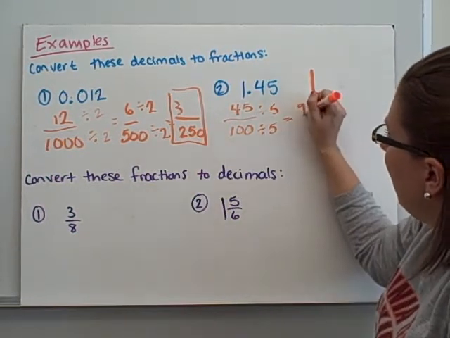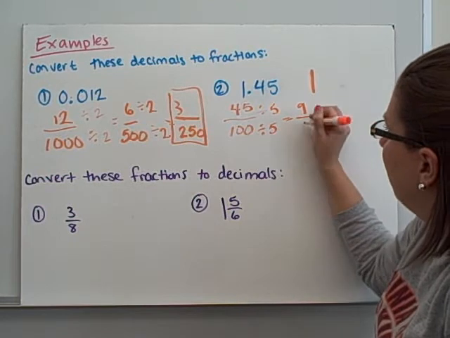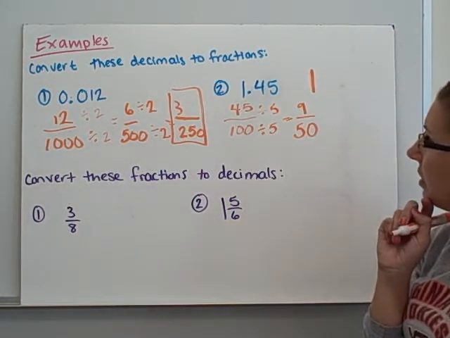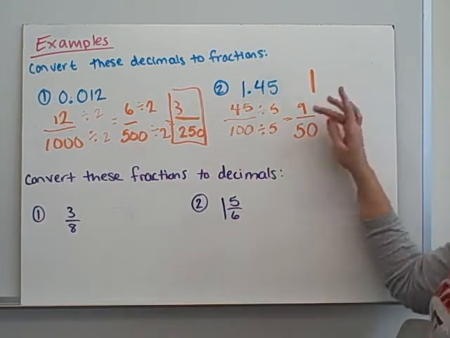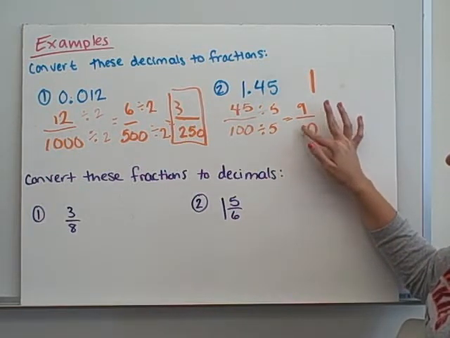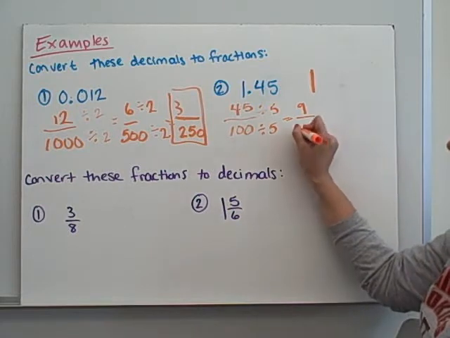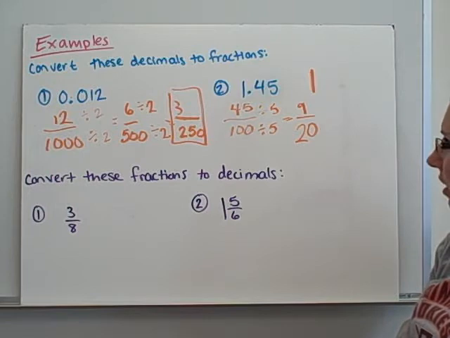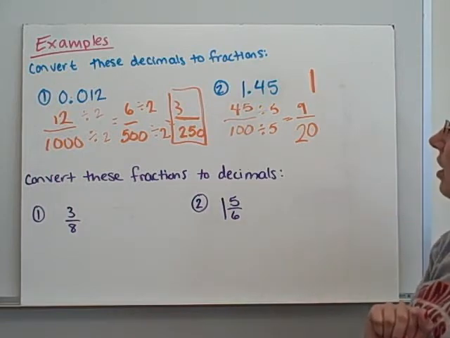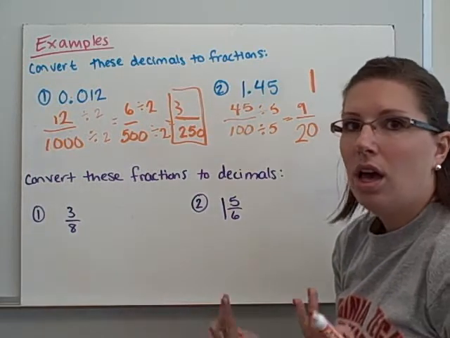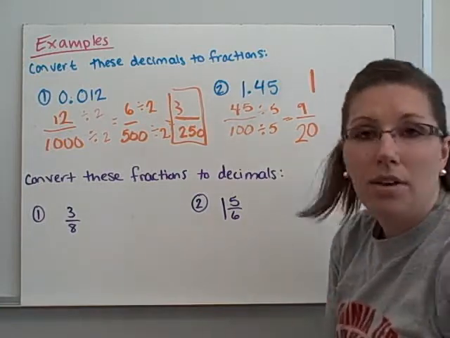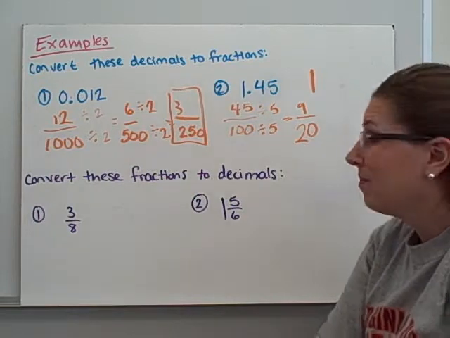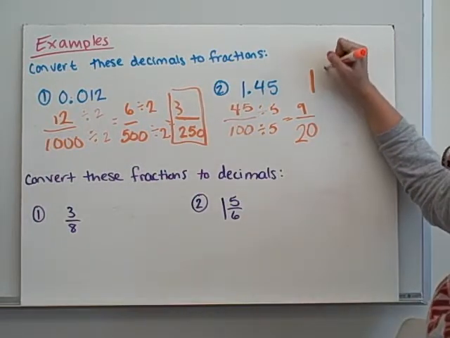45 divided by 5 is 9. 100 divided by 5 is 50. And then you have to think to yourself, sorry, 100 divided by 5 is not 50. It's 20. 100 divided by 5, yes, is 20. So 9/20. The only thing that goes into 9 is 3. 3 cannot go into 20. So I'm done.